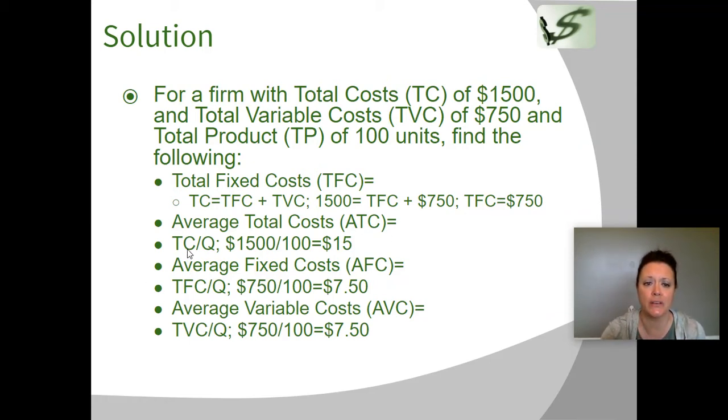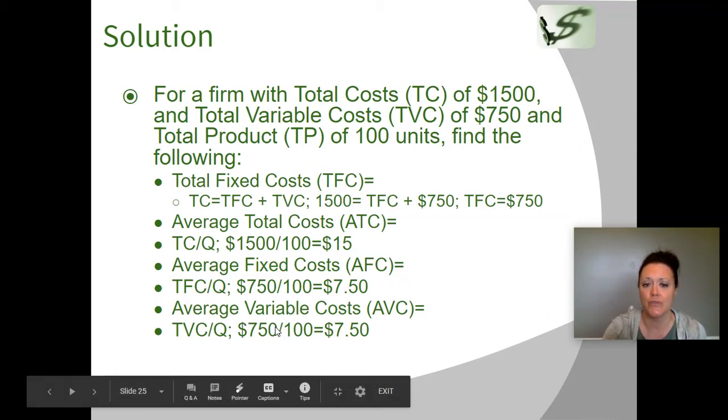Average total cost we calculate by taking total cost divided by quantity. So that'd be 1,500 divided by 100, or $15. Average fixed cost, we take total fixed cost divided by quantity, which is 750 divided by 100, or $7.50. And then average variable cost would be the same, because your total variable costs are also 750. So 750 divided by 100 is $7.50.